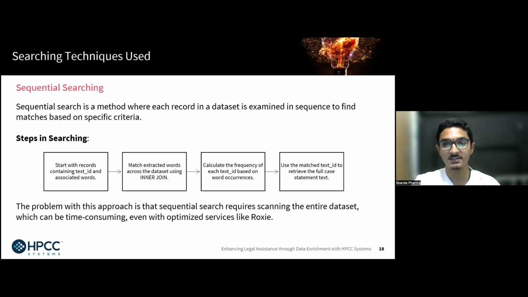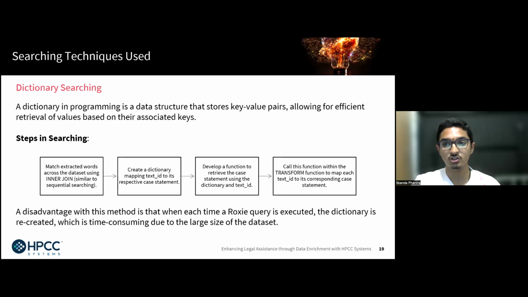Going into the dictionary searching method, a dictionary is a data structure that stores key value pairs, enabling efficient retrieval of values using their corresponding keys. The steps in searching are, first we will match the extracted words across the entire dataset, similar to the sequential searching. Next, a dictionary is created for the dataset containing the original case statements, mapping each text ID to its corresponding case statement. Subsequently, we develop a function to retrieve the case statement corresponding to a given text ID by using the dictionary. Finally, the transform function is used to call this mapping function each time, enabling the mapping of each text ID to its corresponding case statement.